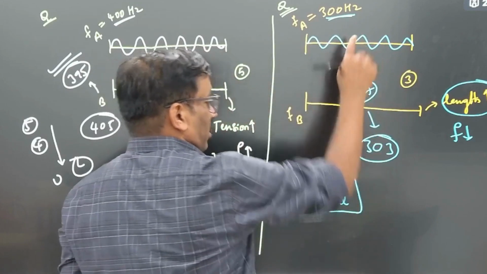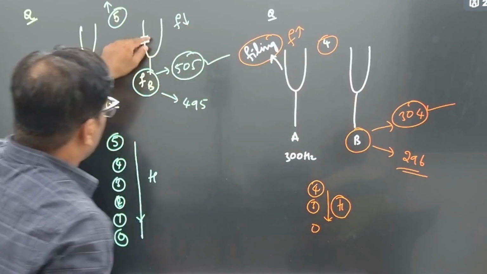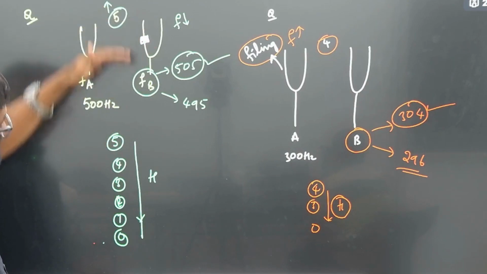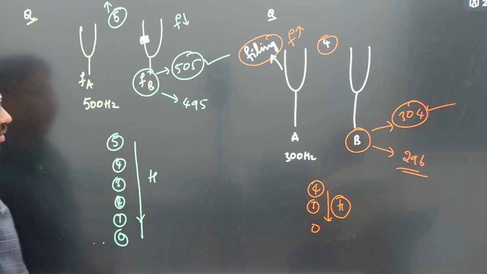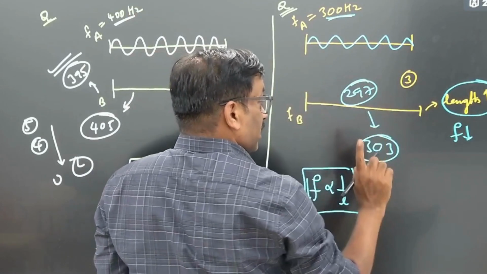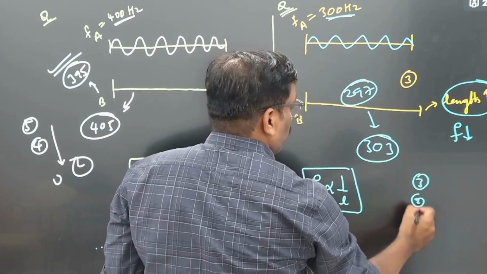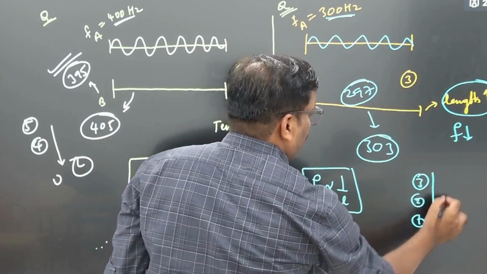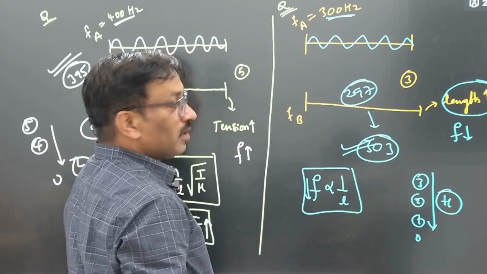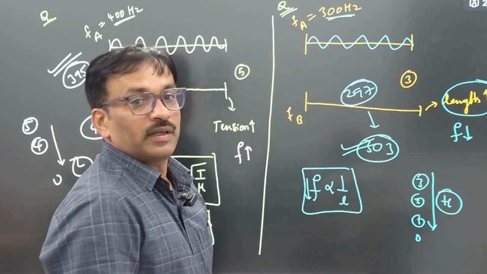So if you are adding the wax, come back here. If it is equal or lower than this, you have to select the higher one. Here the frequency is decreased. So if you are sounding together and getting 3, 2, 1 or 0 beats, you have to select the higher one. Therefore 303 will be your answer, right? Suppose if you are getting more than 3, then 297 will be your answer, right?